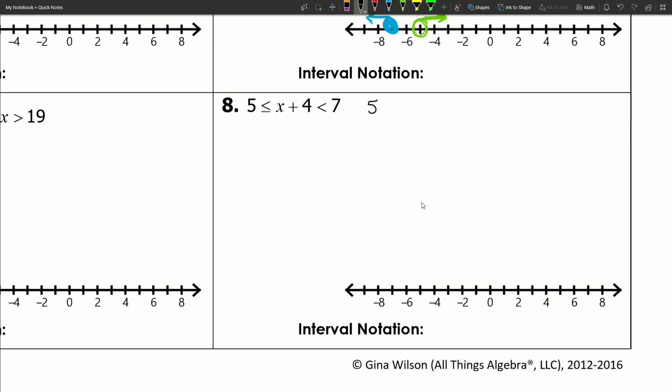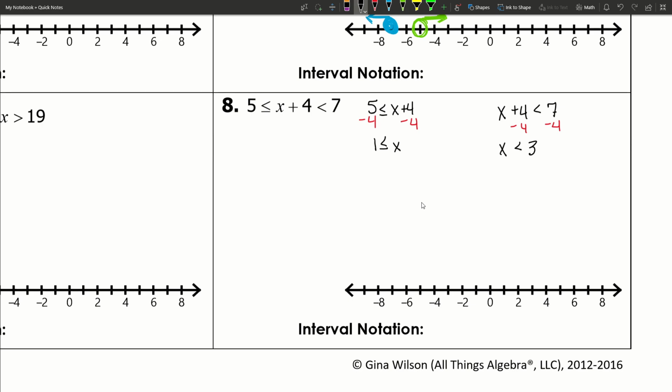So we could say that we have 5 is less than or equal to x plus 4, and we also have x plus 4 is less than 7. The stuff in the center is shared on both ends. We would subtract our 4 away. 5 minus 4 is 1, so I have 1 is less than or equal to x. And over here I would subtract my 4 away again, and I have x is less than 3.